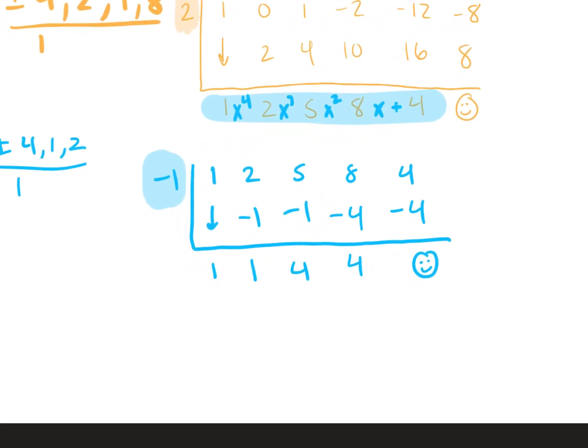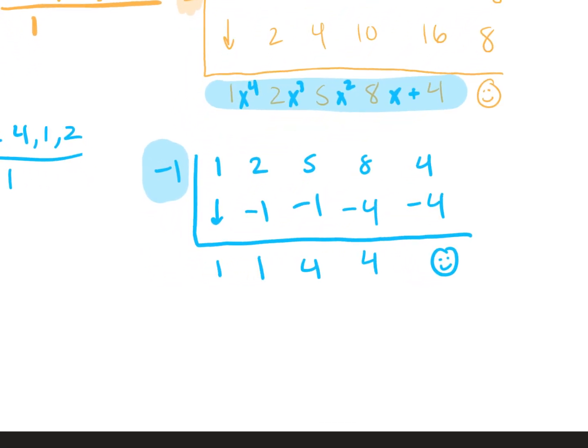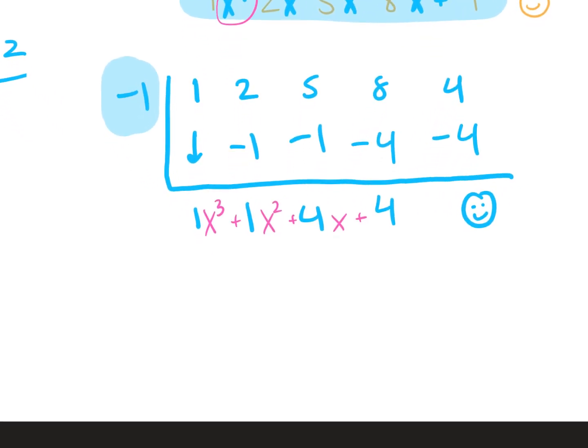So we can do last over first again, or we could see if this will factor. If I start with x to the 4th power, what am I going to start with here? X to the 3rd power plus 1x squared plus 4x plus 4. I have 4 terms, so how would I check to see if this factors? Grouping. Let's check and see if grouping works. So we can group the first 2 and group the second 2.